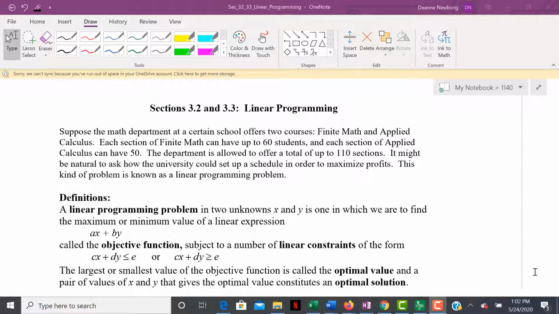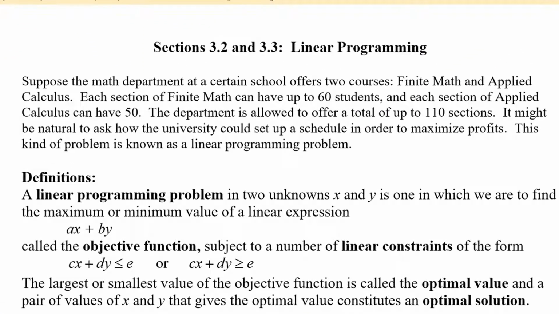It says, suppose the math department at a certain school offers 2 courses, finite math and applied calculus. Each section of finite math can have up to 60 students, and each section of applied calculus can have 50. The department is allowed to offer a total of up to 110 sections. It might be natural to ask how the university could set up a schedule in order to maximize profits. This kind of problem is known as a linear programming problem.